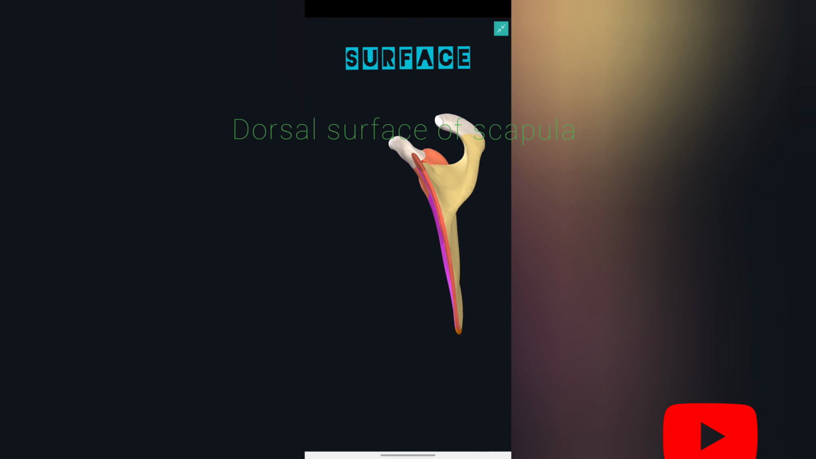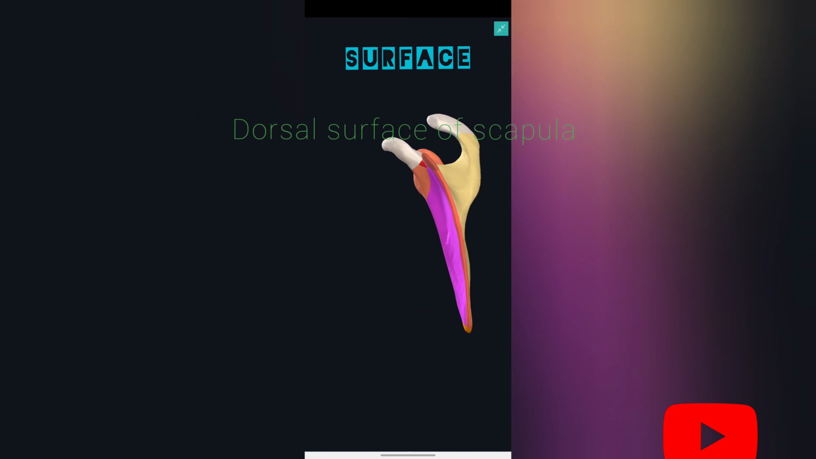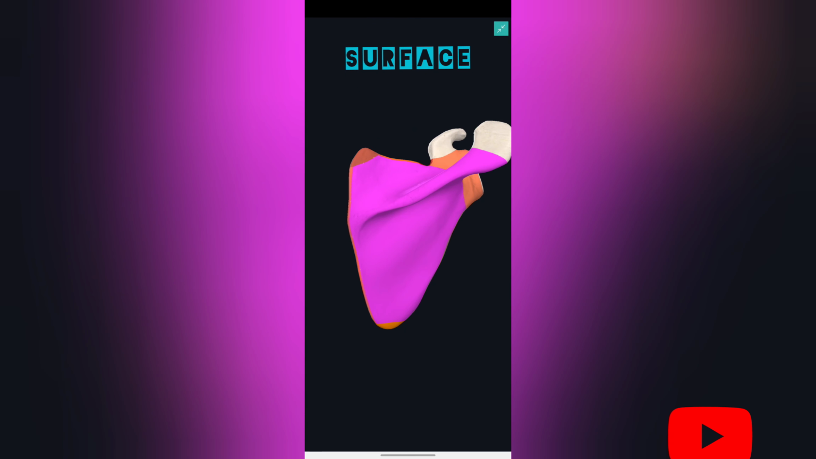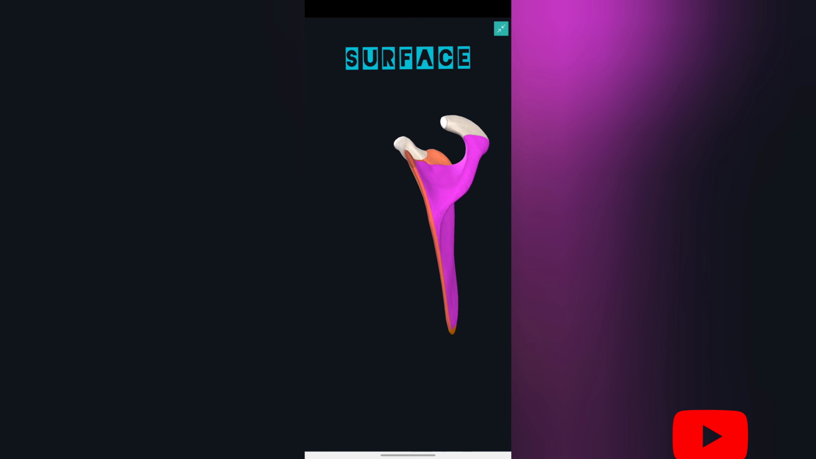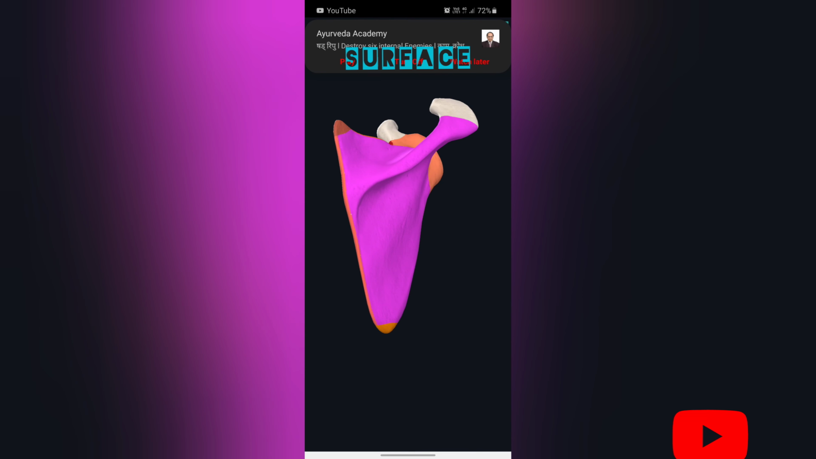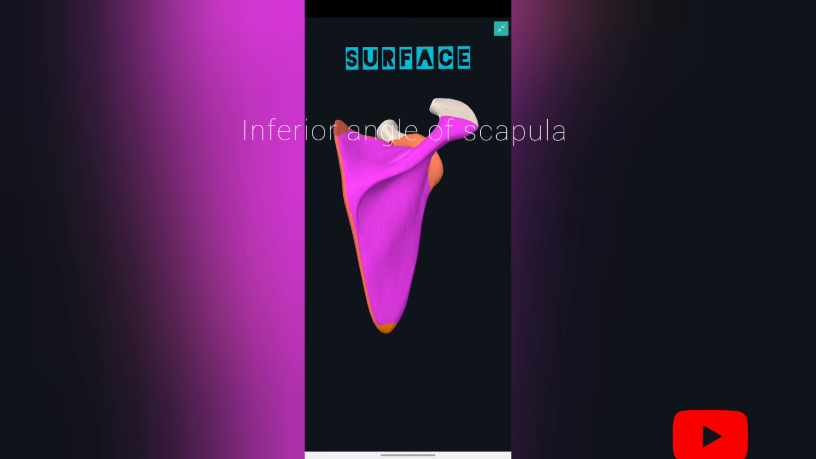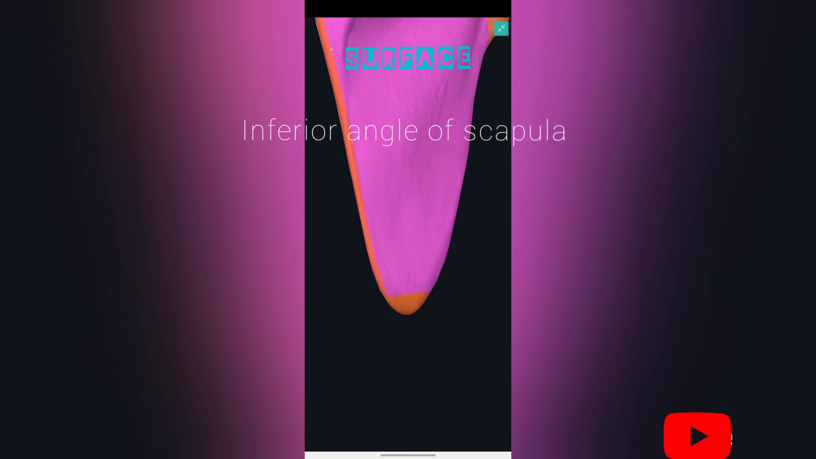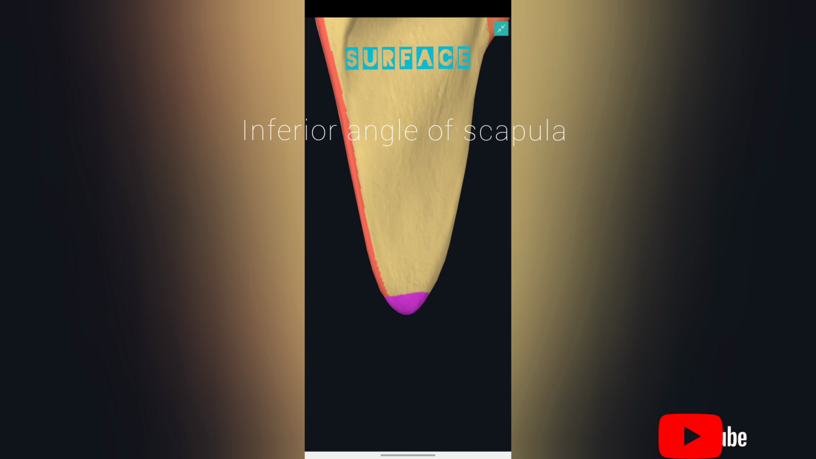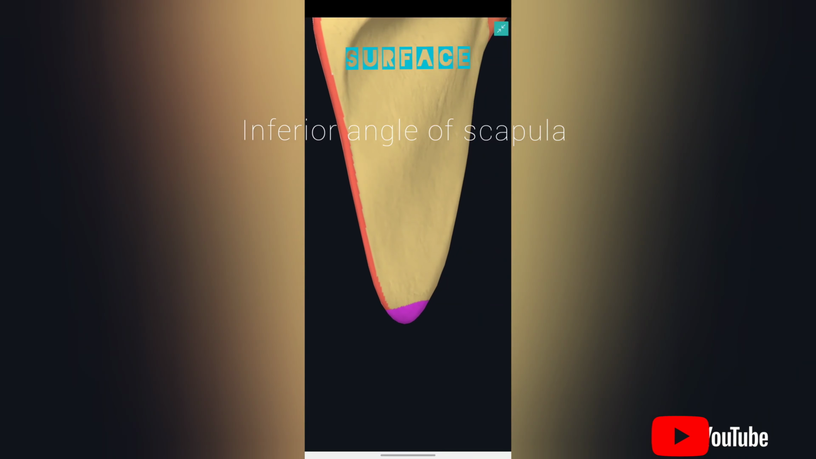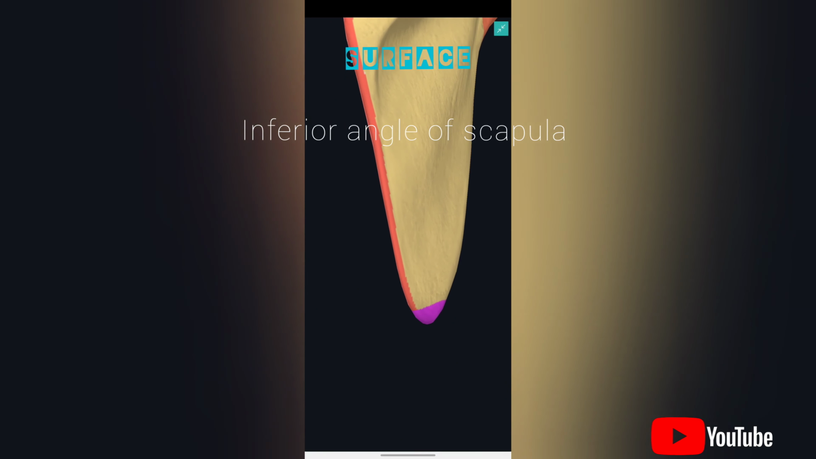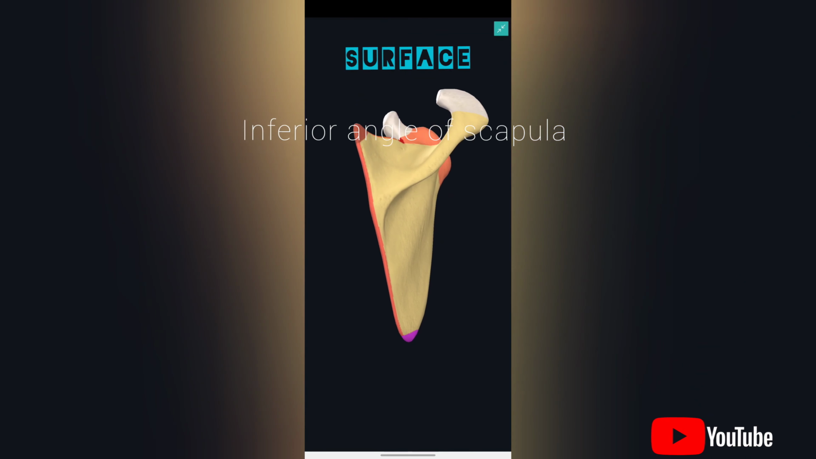Do you get this point? This is concave, and this part is known as the convex. Next we are going to see the inferior angle of the scapula. One minute, I will zoom in. The inferior angle of the scapula is the blunt area of the bone where the medial and lateral borders meet together.